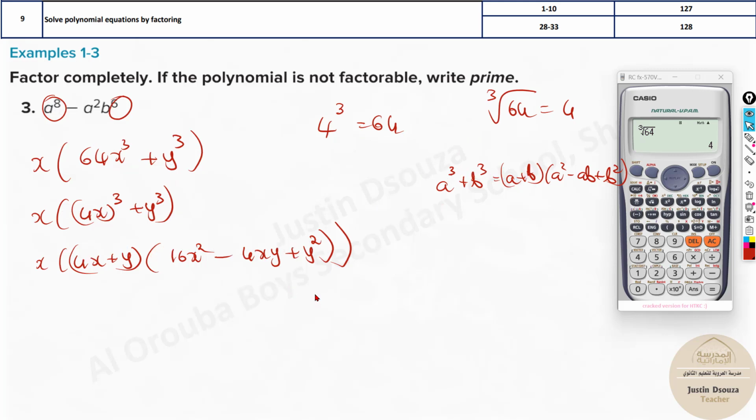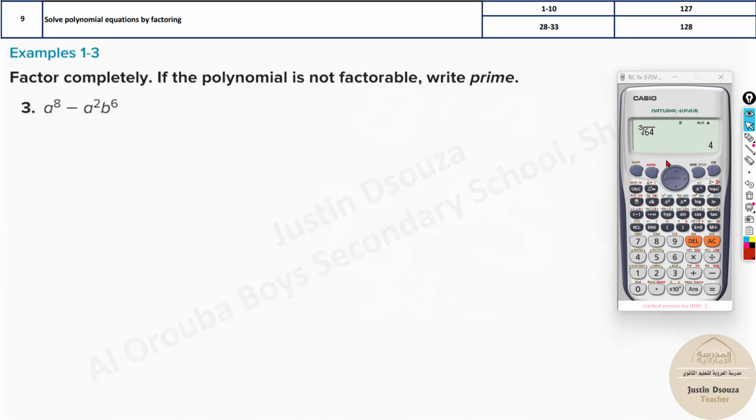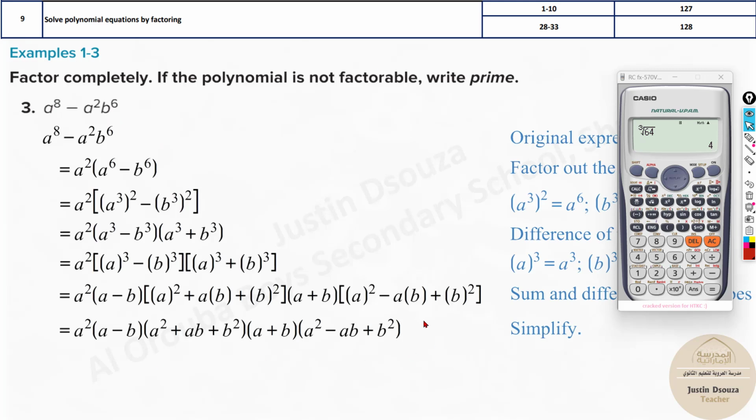Now here, if you're thinking this is very confusing, then you can also do the calculator method. It is possible. All you need to do is basically assume values for a and b. a can be 2, b can be 3, and then substitute. I will tell you how to do it in the calculator again. I'll assume a value to be 2. 2 to the power 8 minus 2 square multiplied with b, I'll take it as 3 to the power 6. What's the answer? Minus 2660. Now here I should get the same answer.